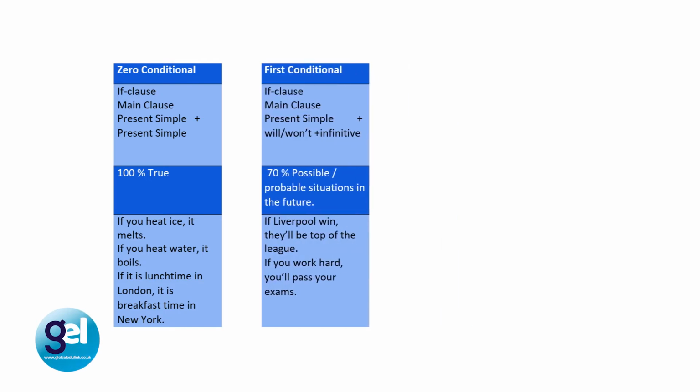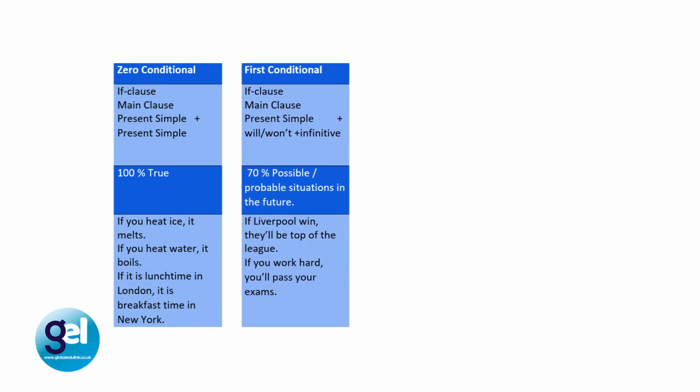The first conditional is about 70% possible or probable situation in the future. So if Liverpool win, they'll be top of the league. If you work hard, you'll pass your exam. So we have our if clause plus present simple plus will or won't and our infinitive.